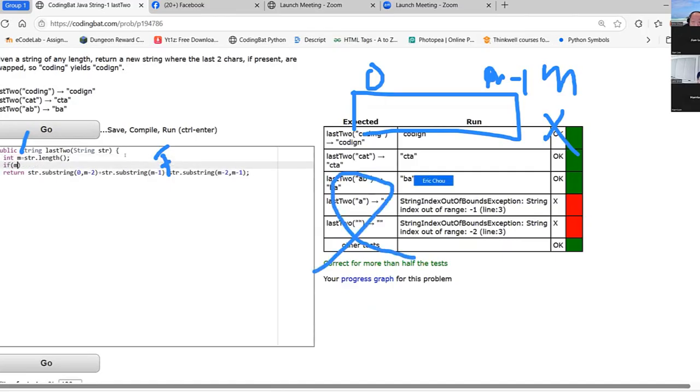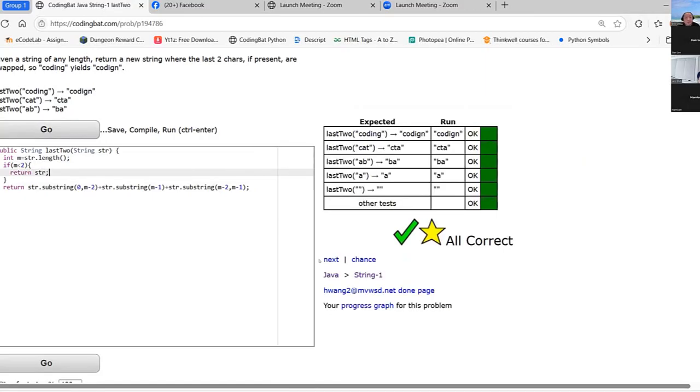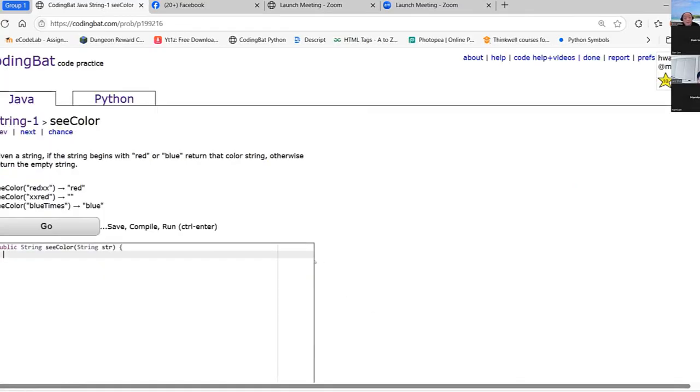You do not check the length. These two are shorter. So if the length is less than 2, return str. Okay. Next one, go back to Jian.